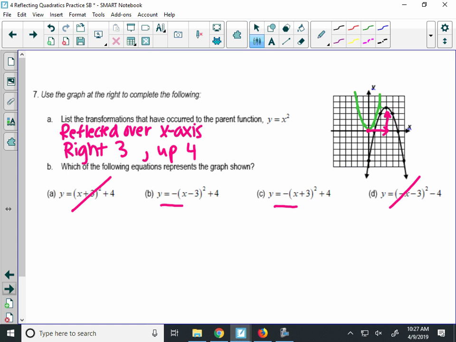Right 3 is a minus sign inside the parentheses, which I have right here. That's right. This plus 3 means you went to the left. And then up 4 is a plus on the end, which they both have. But because B has the correct negative, that would be the equation.